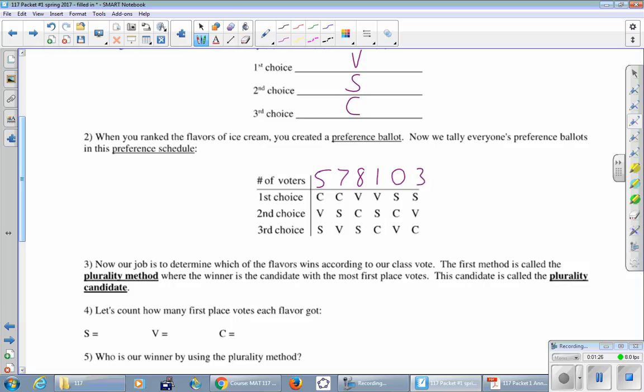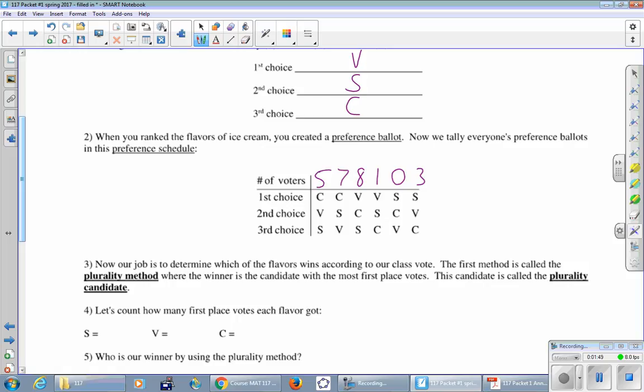I count 3 hands. So this whole thing is called a preference schedule, and it is a collection of everybody's preference ballots, and it's a very concise, compact way to collect everybody's preferences. Typically, you would not even bother including a column with a 0, so after the fact, maybe we would erase that column there or not write it in the first place.